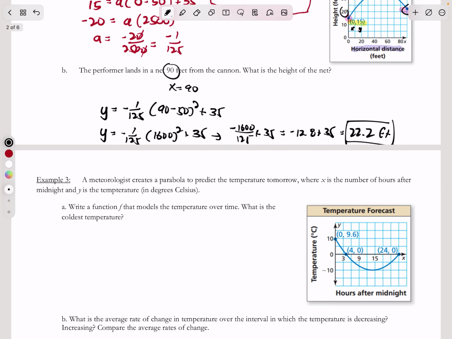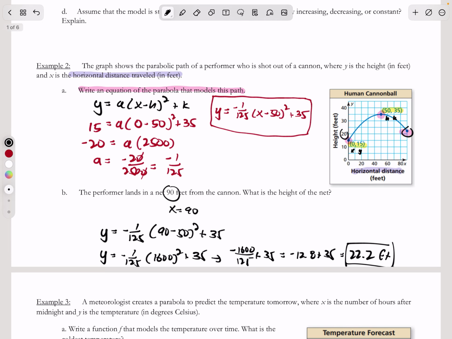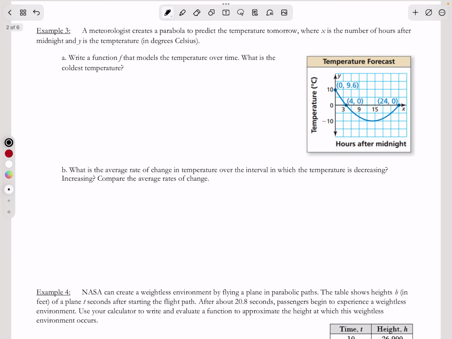All right. Example 3 is very similar, but the given information now is not the vertex. If you look at the graph or read the information, they're actually giving you not the vertex, but the intercepts. So therefore, I'm going to use intercept form: a times (x minus r1) times (x minus r2). So what do we know? Well, we know that our two intercepts are 4 and 24, and they give us the additional point of 9.6 for my x and my y.